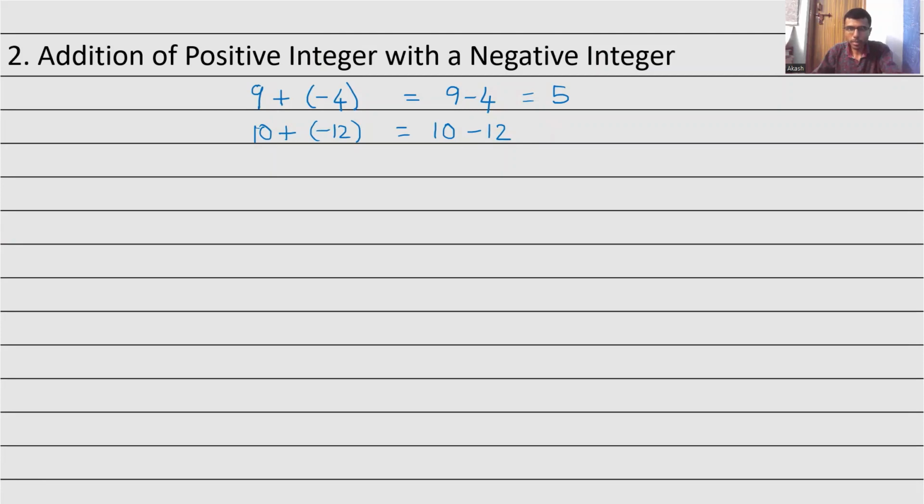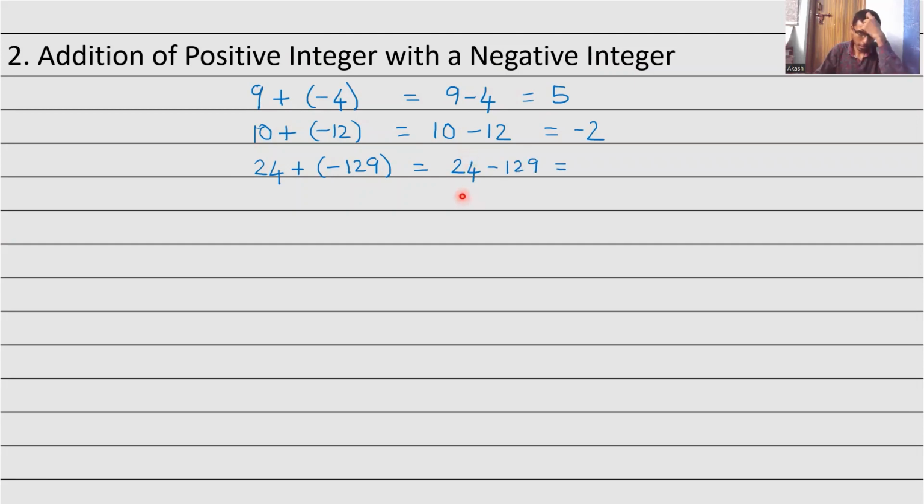Now after this you can do the basic subtraction. In case you're feeling 10 minus 12 is difficult, just do 12 minus 10, but remember that at the end you need to put minus. So 12 minus 10 is 2, and then put the minus sign. So the answer is minus 2. Let's take up some more examples here. Let me say 24 plus minus 129. Now this is nothing but equal to 24 minus 129.